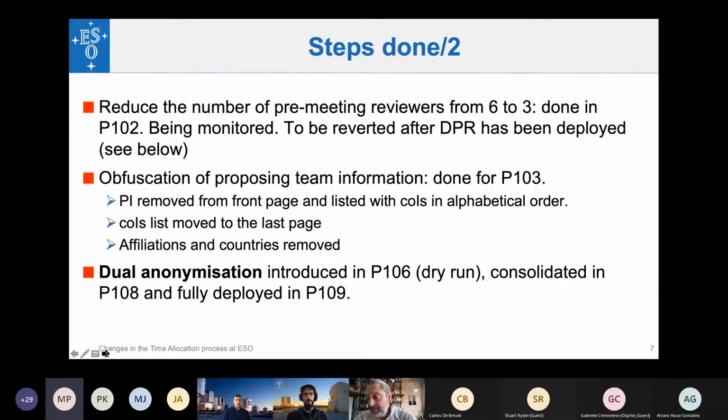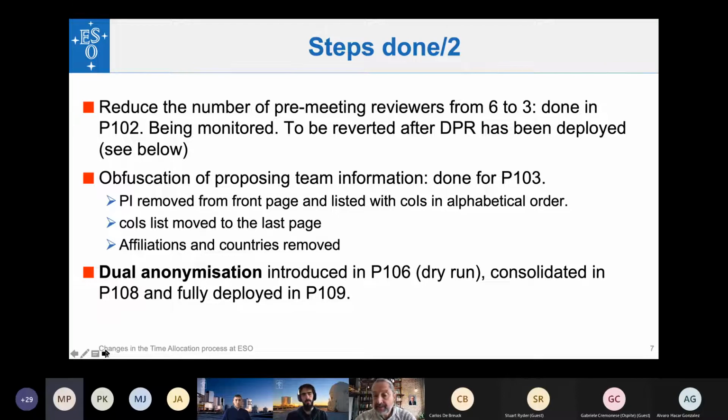Then another thing that was contained in the recommendations was about equality, in gender, countries, affiliations, and fairness in the process. We have started obfuscating the proposal team information. This was already in 103. As I said, we went step by step. So we first started to alphabetize the list, move it to the last page, and the countries and affiliations were removed. And then the next step was to make the proposals fully dual anonymous, which means that the reviewers do not know who the applicants are.